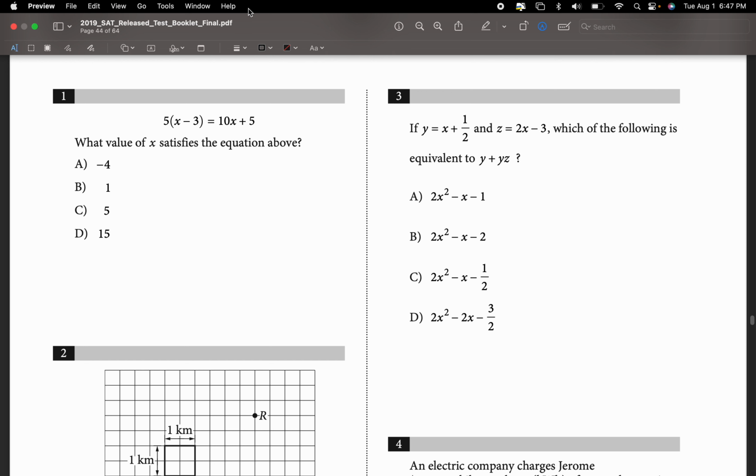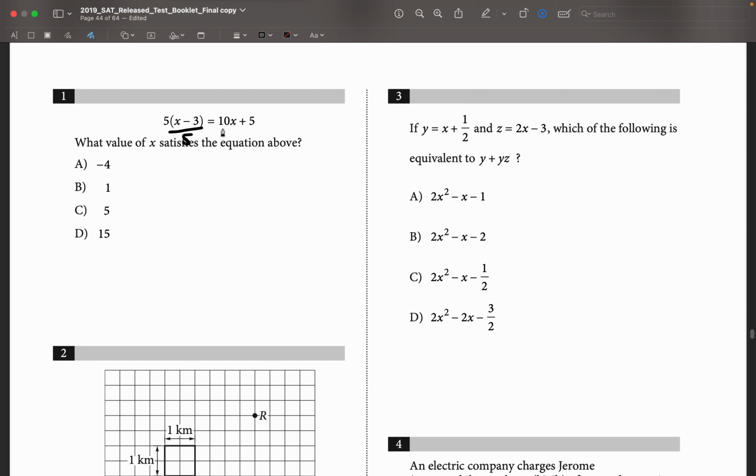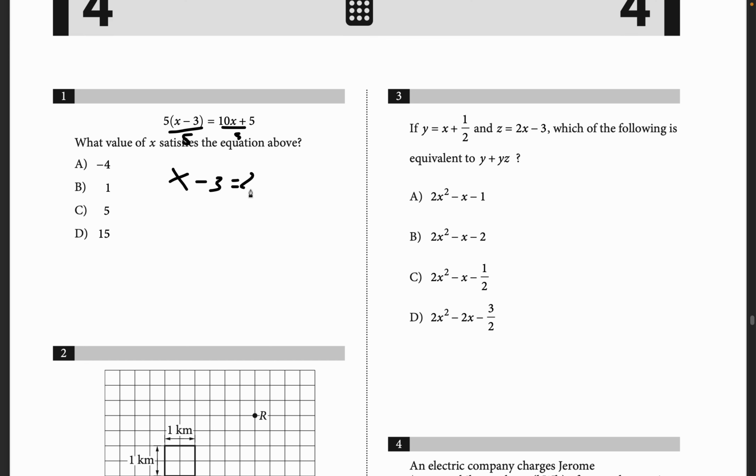Question 1. What value of x satisfies the equation above? Now you can distribute and then just separate the like terms, but we could also just divide by 5, and we can divide by 5 because these two terms are divisible by 5. So x minus 3 equals 10 divided by 5 is 2, and 5 divided by 5 is 1.